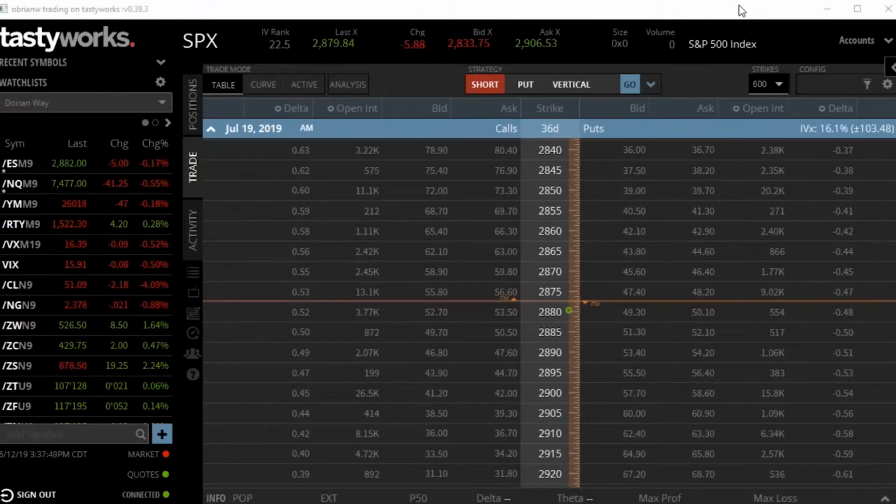Let's dive a little deeper into selling a put spread. I will discuss how to sell a put spread on the TastyWorks platform and on the Thinkorswim platform. However, before we do that, I want to discuss the option chain a little bit more because it's important to understand the option chain when buying and selling options.